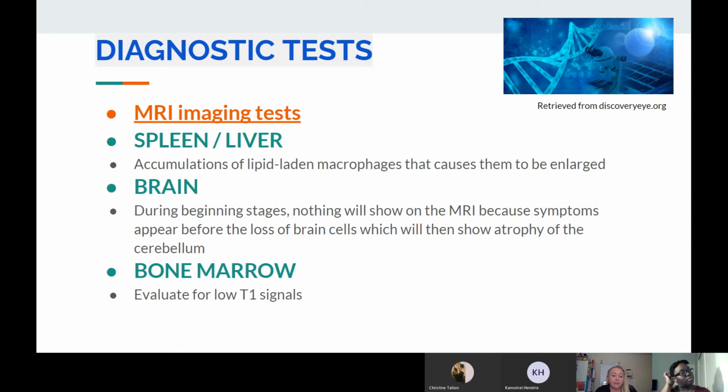As far as the brain goes, in the beginning stages there isn't going to be anything really showing on the MRI, because the symptoms appear before the loss of brain cells. But once the brain cells do show some loss, you're going to see atrophy in the cerebellum. Also, the bone marrow can be evaluated for low T1 signals, which means that in the bone marrow there will be a loss of fatty tissue and an increase in water content. Next.